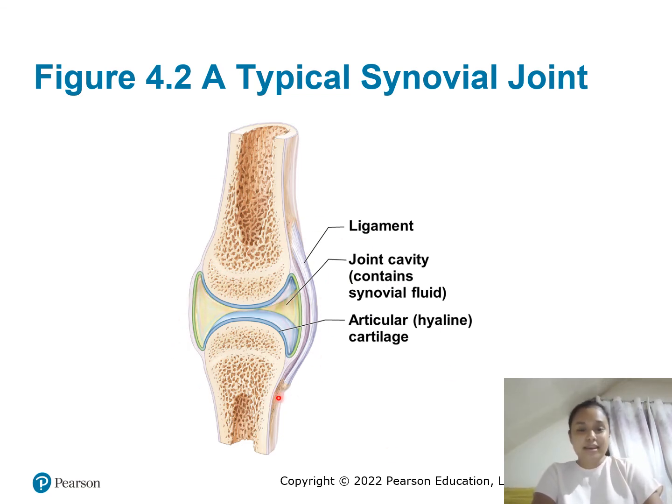This is the ligament. What did I say before? Ligament is joints, bone to bone, right? Okay. So, if this is your ligament, this is your joint cavity, this is where the synovial fluid is. This is where the lubrication goes. Okay? And this here is the articulating cartilages, which is composed of hyaline. Okay? Hyaline cartilage. Okay?